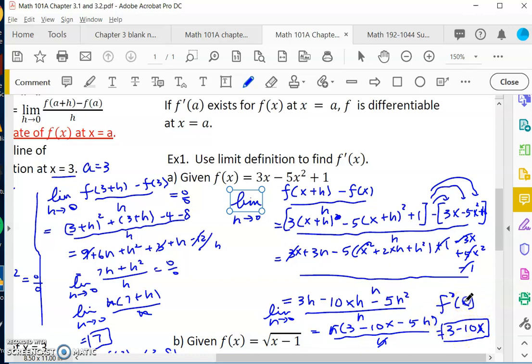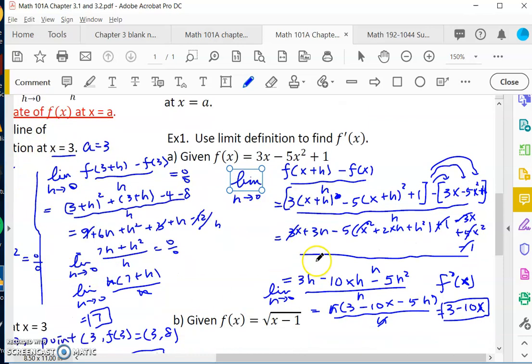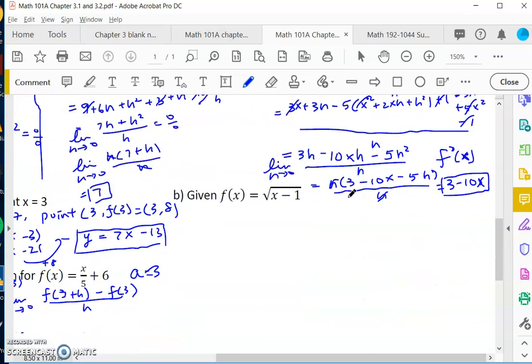If I want f prime of 1, I just plug it in. If I want f prime of 2, I just plug it in. I don't have to do the process over here every single time I have a new a. So this is a new function.